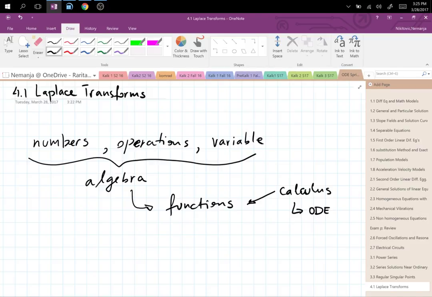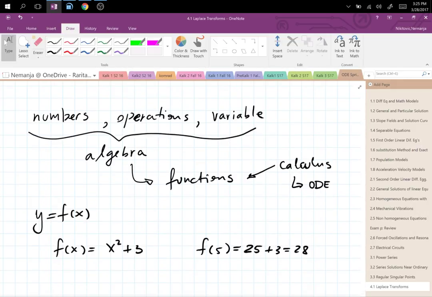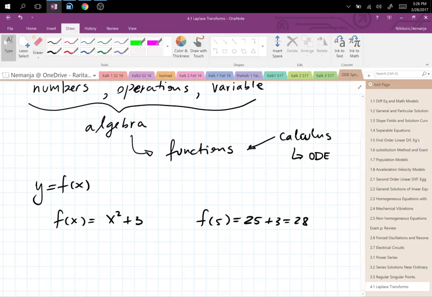So when you think about this, you had that y is equal to f of x. Then you have that f of x, which is a function, is maybe x squared plus 3. And you compute that f of 5 is 25 plus 3 equals 28, right? So this is something that we have for our kind of introduction. We have a function, and then that function can be computed. So this is us substituting values into an expression, into a function.